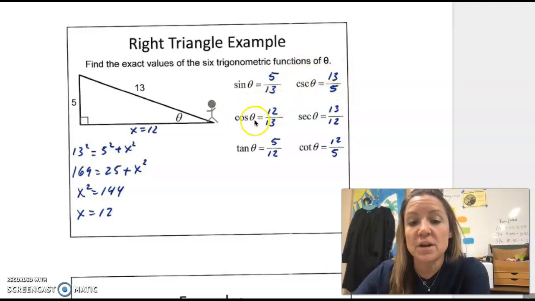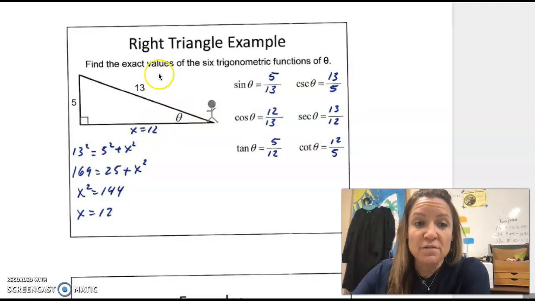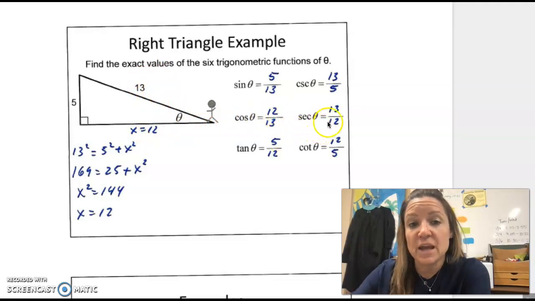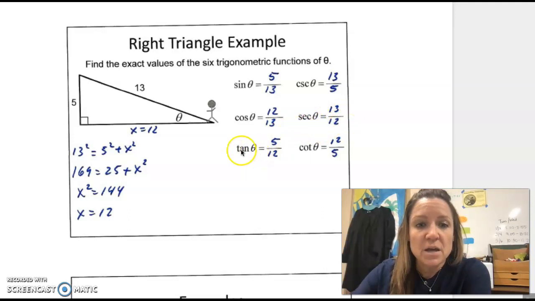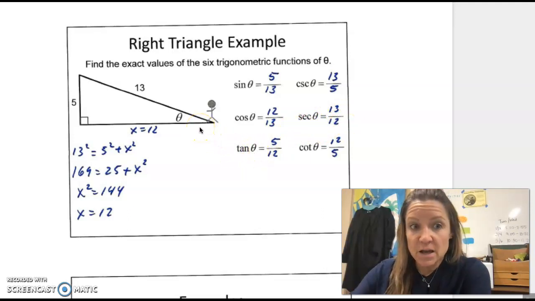The next ratio we want to find is the cosine. Cosine is adjacent over hypotenuse, so here's the angle theta. The adjacent is 12, the hypotenuse is 13, so you write the ratio 12 over 13. For the secant, you flip it and give the inverse. Tangent is opposite over adjacent, so from angle theta, we have the opposite, which is 5, and the adjacent, which is 12. The cotangent is the reciprocal here.